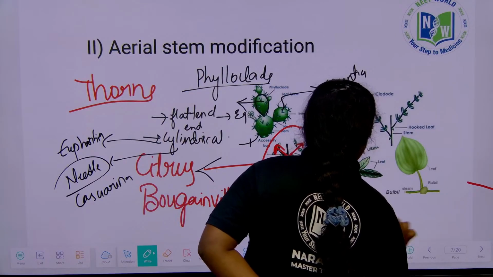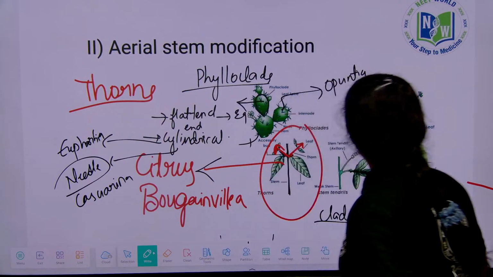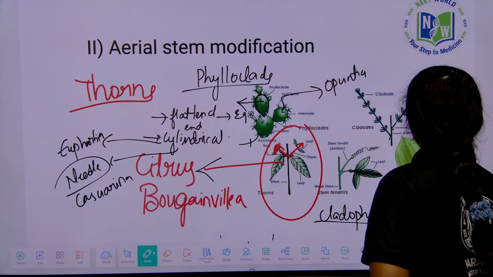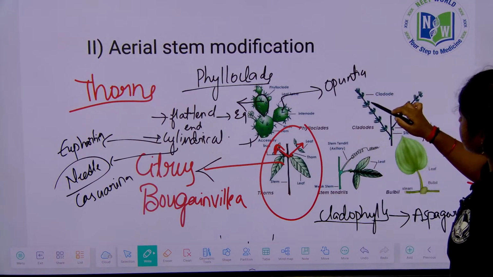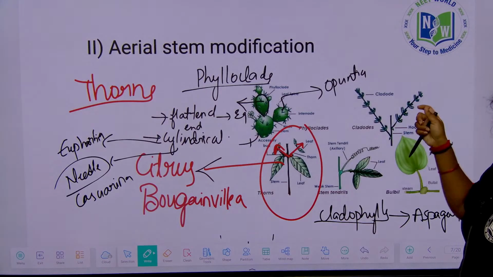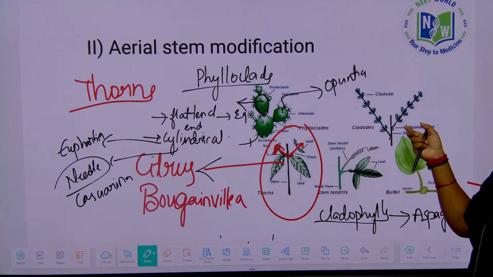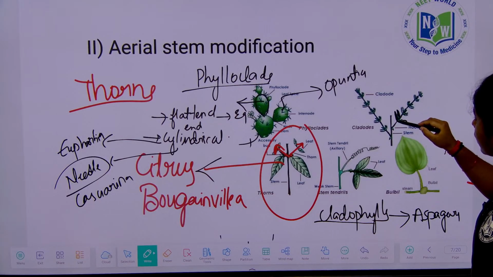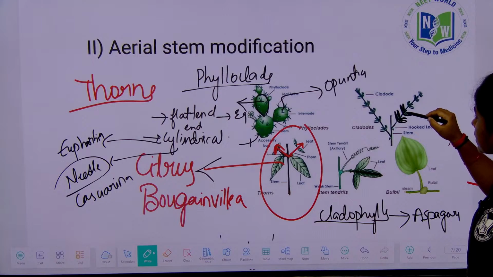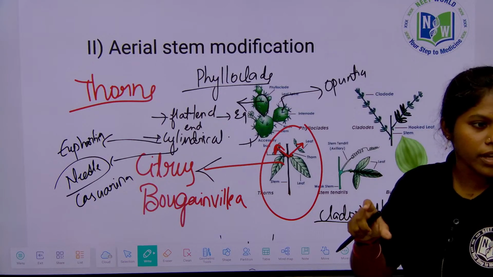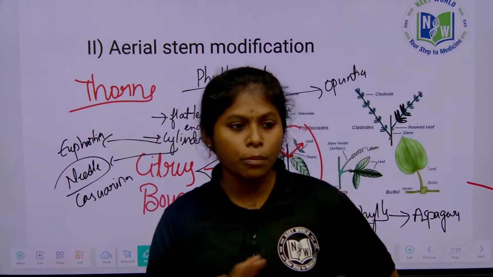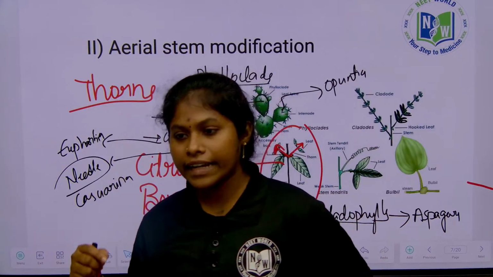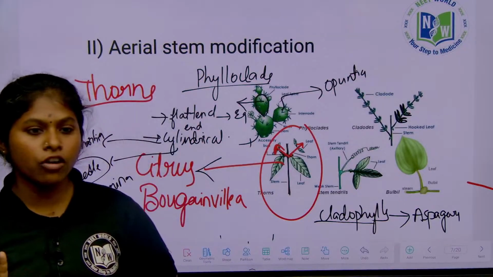The example of the cladophylls is asparagus. See, these are the cladophylls. Here you can see the leaves. No, the branches themselves are modified, exactly like needle forms. Which means there are no branches here. The branches themselves are modified as needles. These only do the photosynthesis.